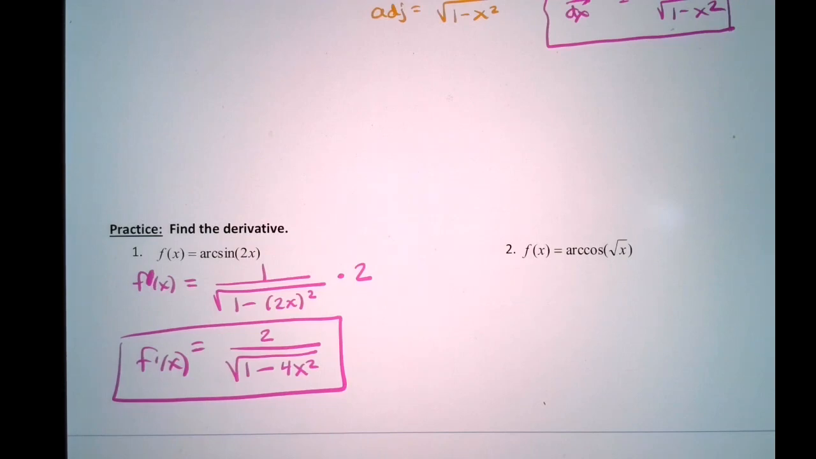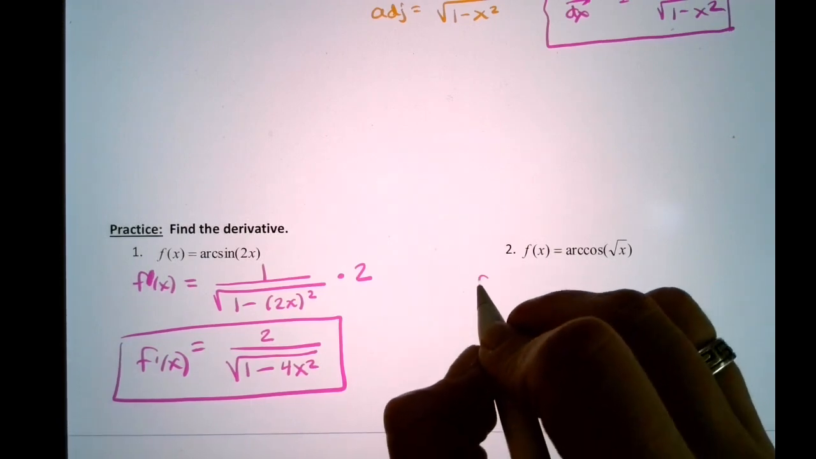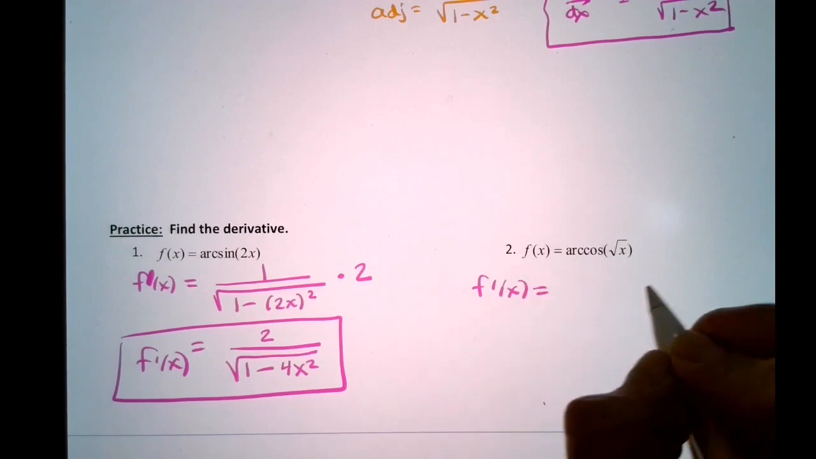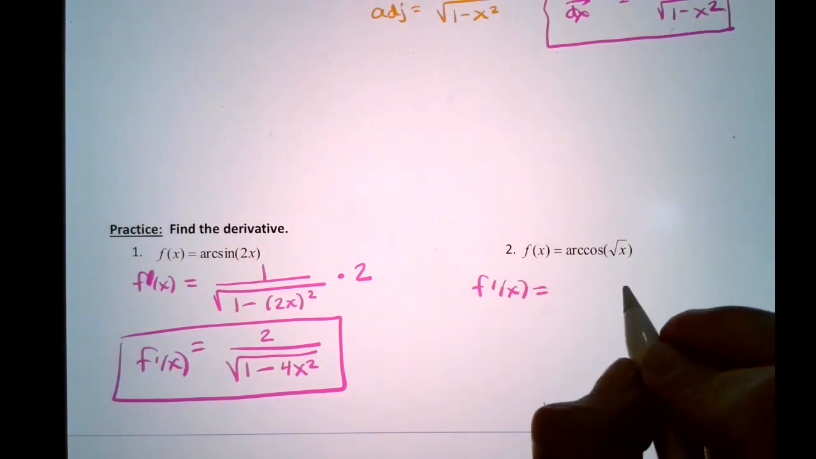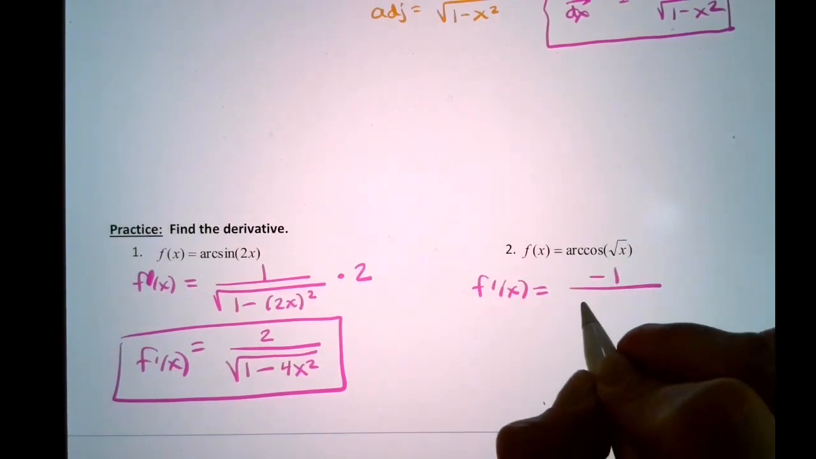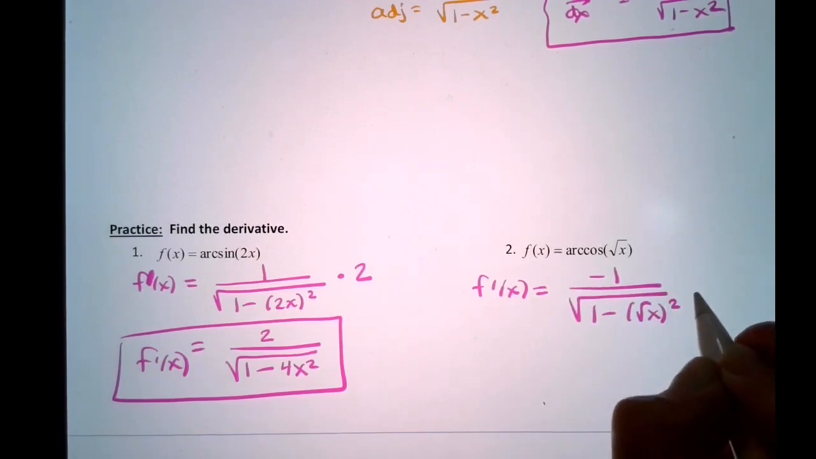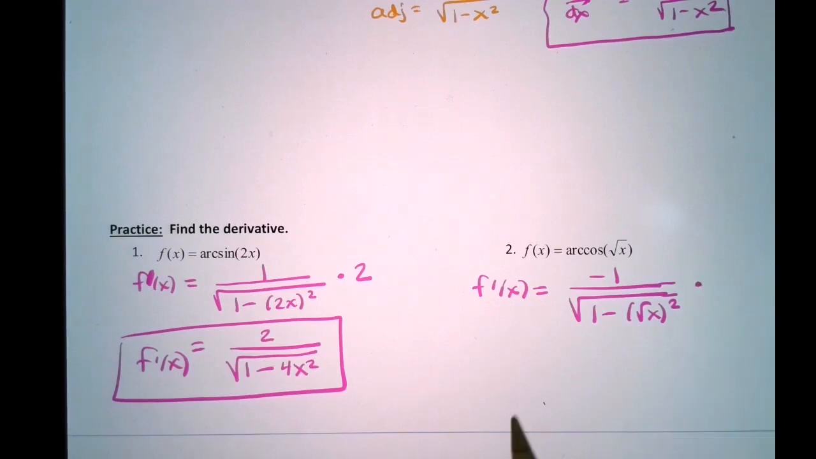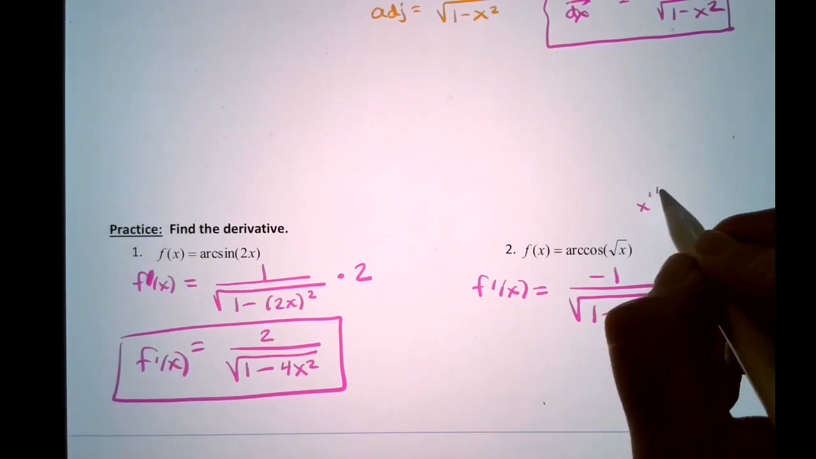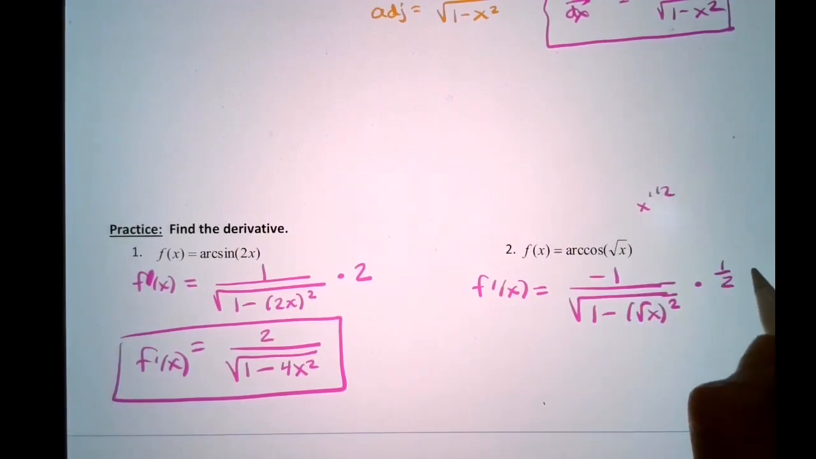Okay. Problem number 2. We're going to do arc cosine of the square root of x. Here's how this works. I'm going to go right for the derivative. I'm using my rules. The derivative of arc cosine is, the way I view it, negative 1 over the square root of 1 minus what is inside squared, and then chain it. So remember, you're chaining x to the 1/2. That derivative is 1/2 x to the negative 1/2.